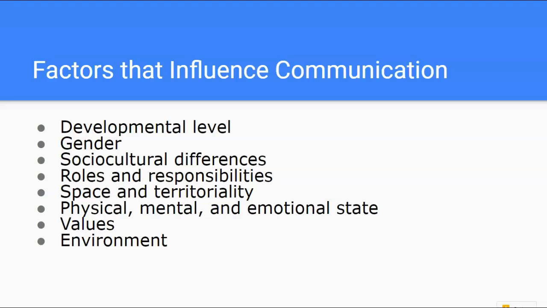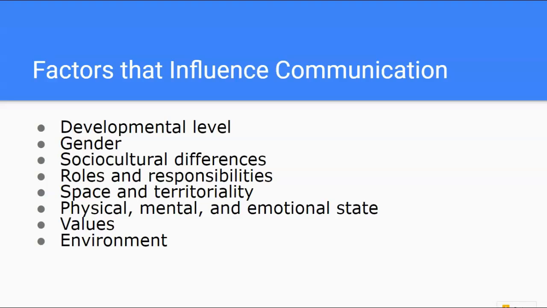Gender will influence the way we are perceived and the way we try to communicate. Social cultural differences. That one would include anything like some cultures make eye contact and some don't, and things like that. So that is how it would influence communication.